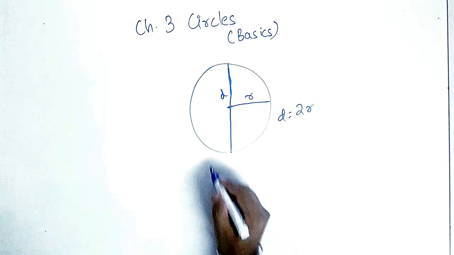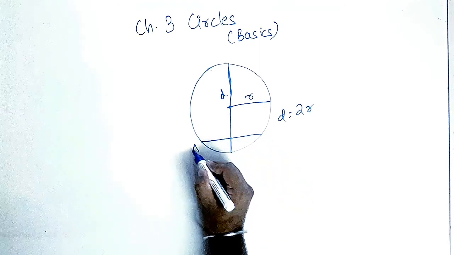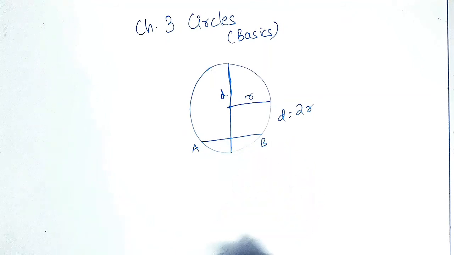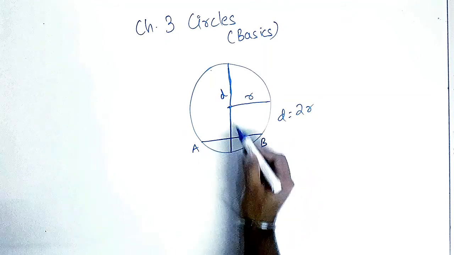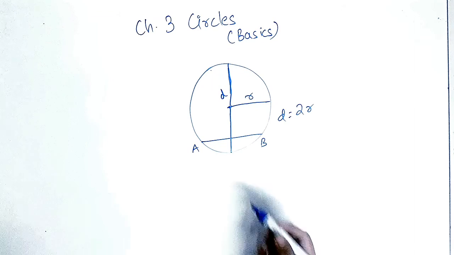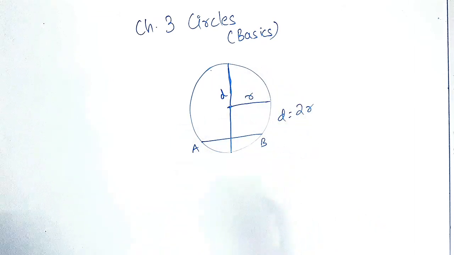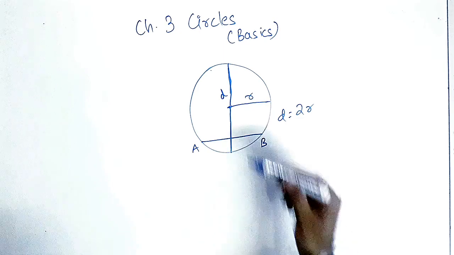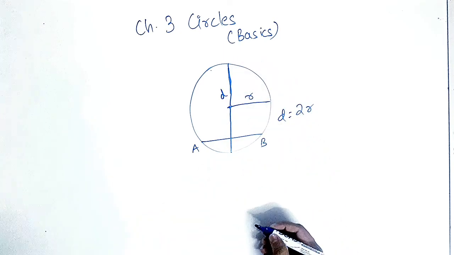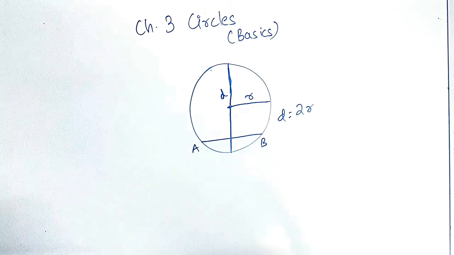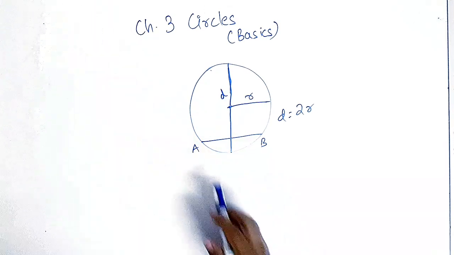Then this is a chord. AB is a chord. And what is the difference between a chord and a diameter? Nothing. A diameter is a chord. In fact it is the longest chord of the circle. So it is clear to you what is a chord.